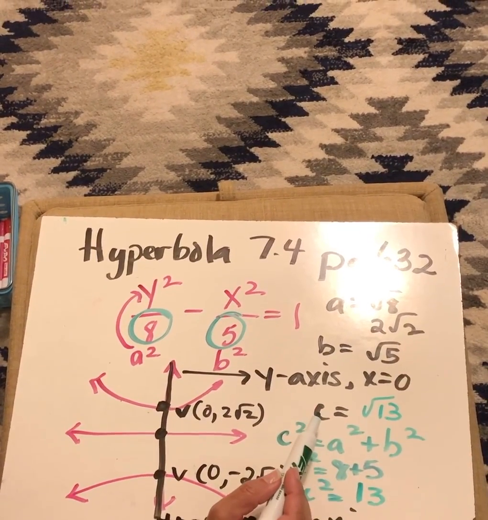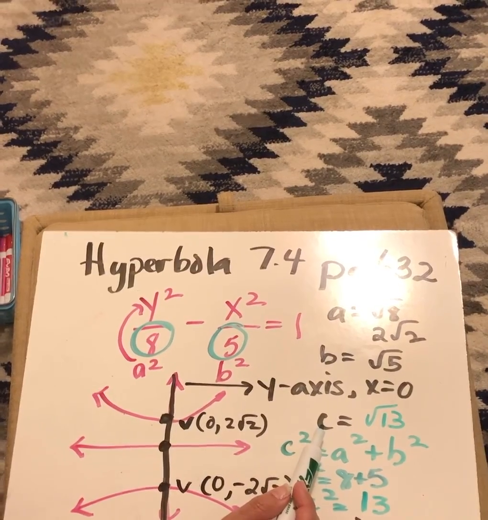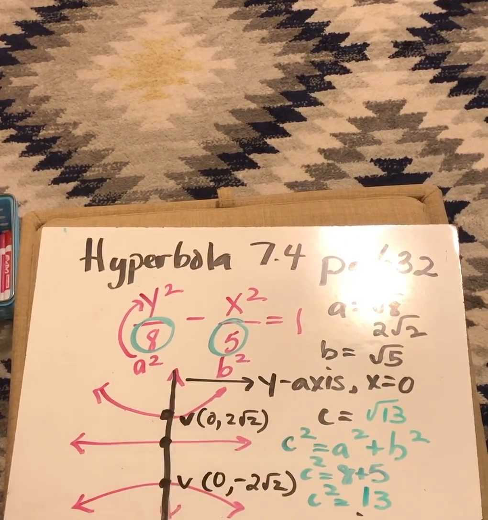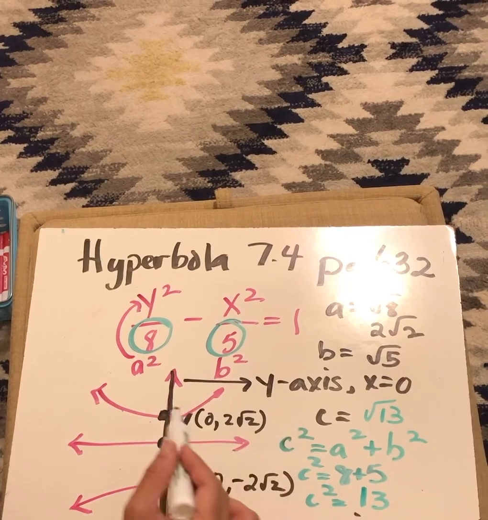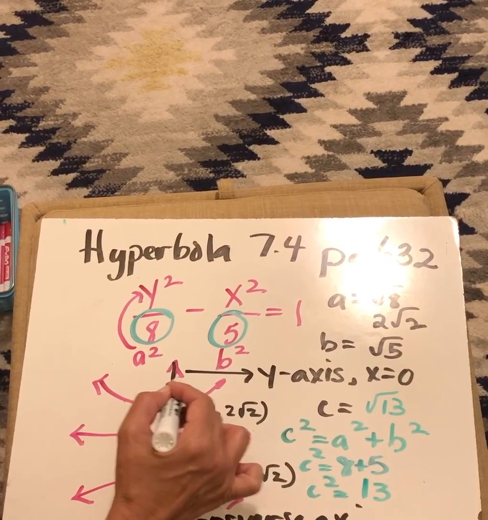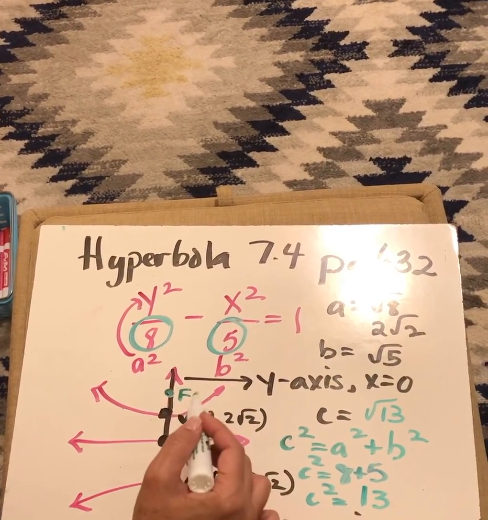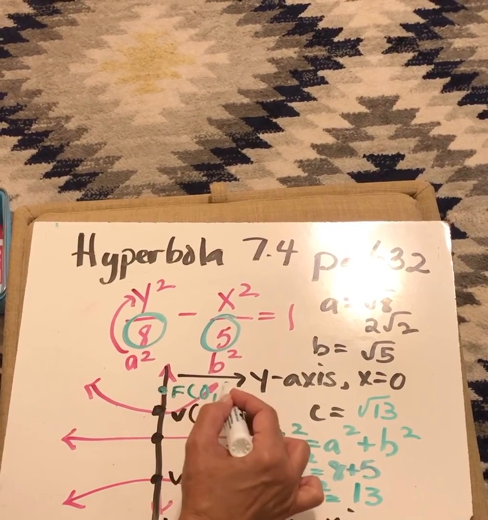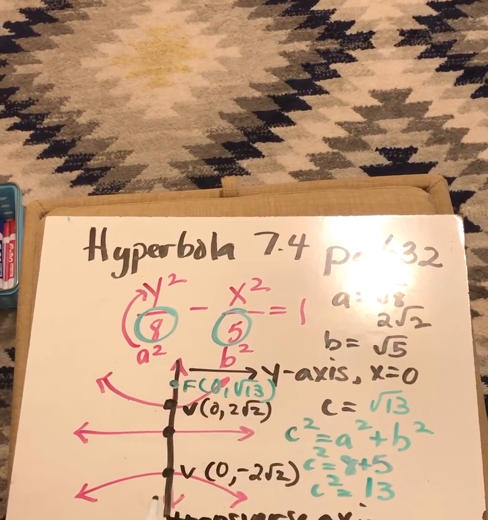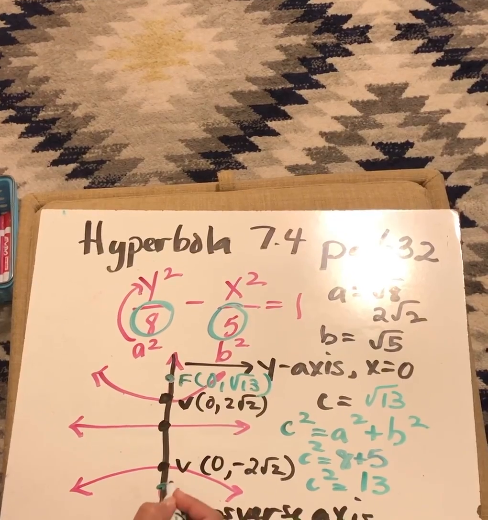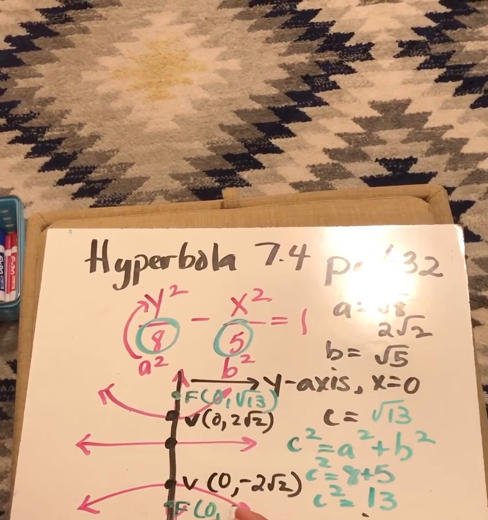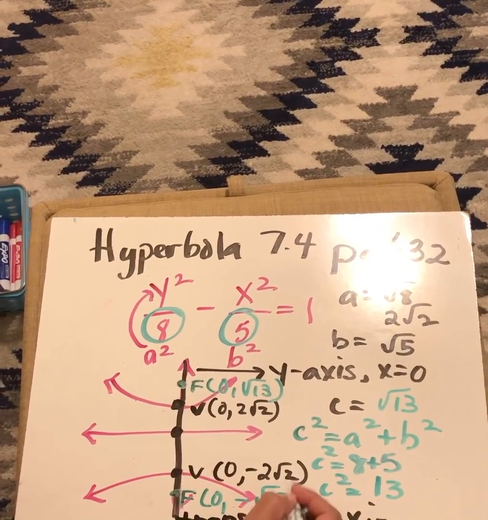This will be the distance from the center to the focus points, which again is on the same axis as the vertices. So the one focus point will be located up here, and the ordered pair for that would be 0, square root of 13. The other focus point is going to be down here, and that would be at 0, negative the square root of 13. Thank you.